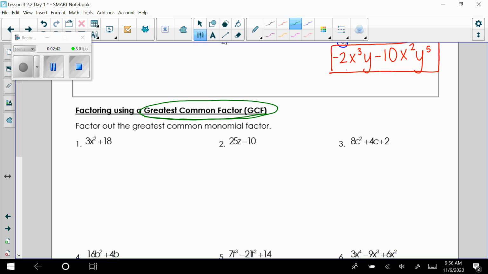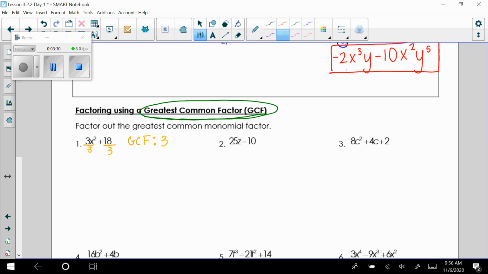So for example, if we look at number 1, we have 3x squared and 18. Thinking about the numbers 3 and 18, what is the largest thing that divides into 3 and 18? Well, 3 divides into both, right? You could divide 3 out of both of them. So our GCF for this expression would be 3, right?